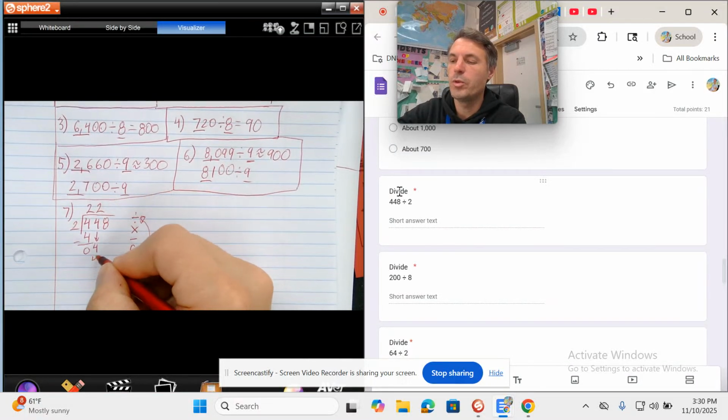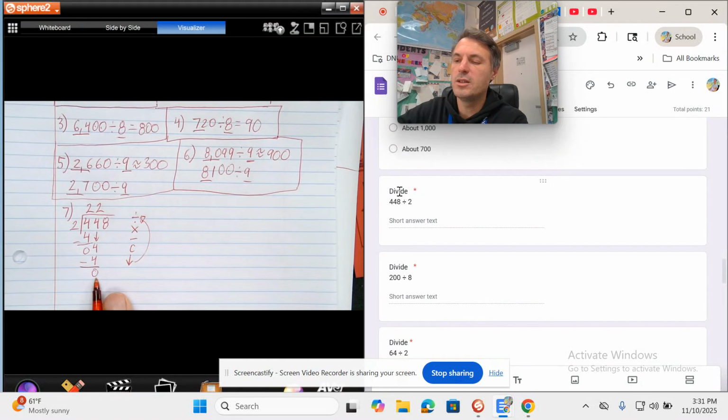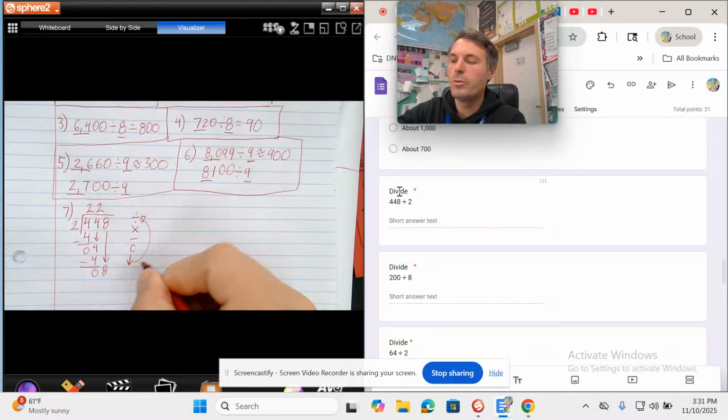2 times 2 is 4. Now we subtract. 4 minus 4 is 0. Is 0 smaller than 2? Yes. Now we bring down the 8.